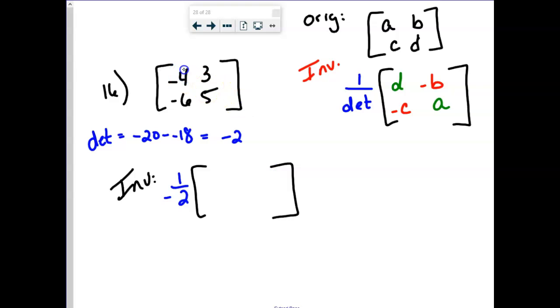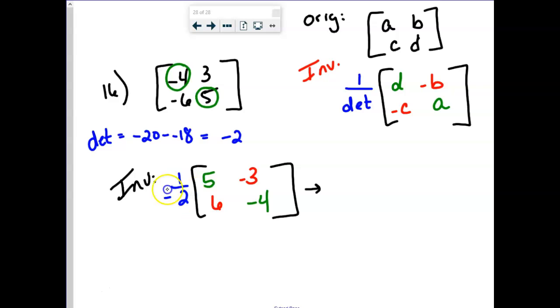And then you switch the order of the first diagonal. So the 5 will show up first and the negative 4 last. And then the other thing you change is you negate the values. So this 3 becomes a negative 3, and this negative 6 becomes a positive 6. So we're almost home free, guys.